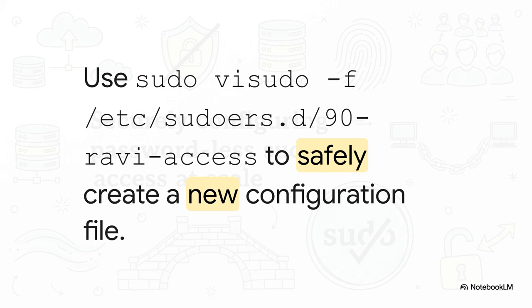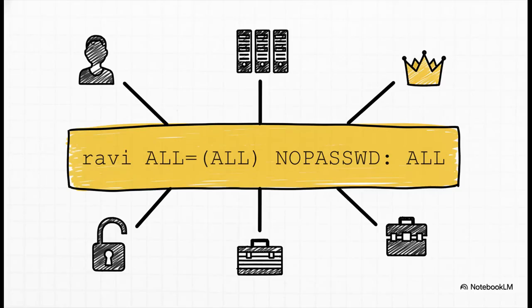We run sudo visudo, but we use the -f flag, which lets us point to a specific file. We're creating a new file inside /etc/sudoers.d. Naming it 90-ravi-access is a good practice, by the way. The number helps control the load order, and the name just clearly states what the file is for. Now, once that file is open in the editor, this is the one single line you need to add.